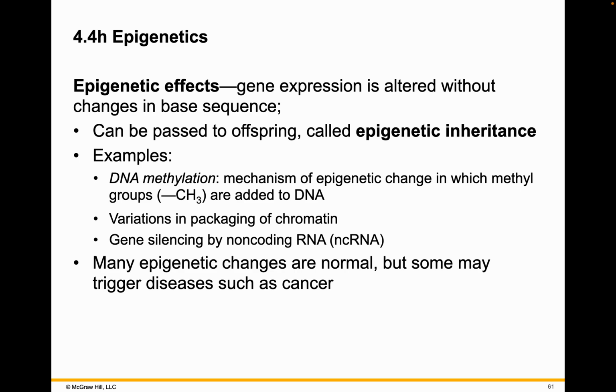There are also epigenetic effects. Genes are expressed without altering the base sequence. They can be passed to offspring, called epigenetic inheritance. DNA methylation is an example of this. There are many epigenetic changes that are normal. Some may trigger diseases such as cancer. Epigenetics, we are still really trying to get a handle on at this point.